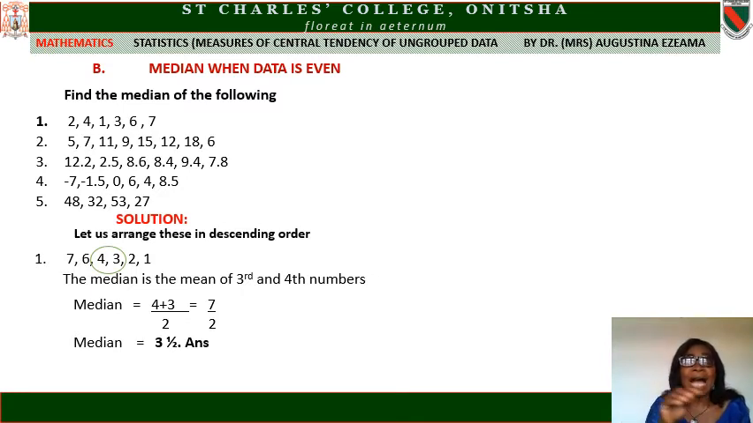If you first arrange, you see that we now have 7, 6, 4, 3, 2, and 1. You see the two middle numbers there, 4 and 3. You now sum them up and divide by 2. That is how we get 7 over 2. And the answer is now 3 and 1 over 2, or 3.5.